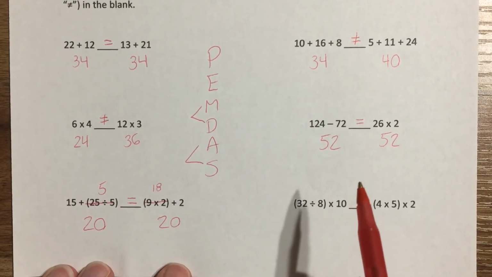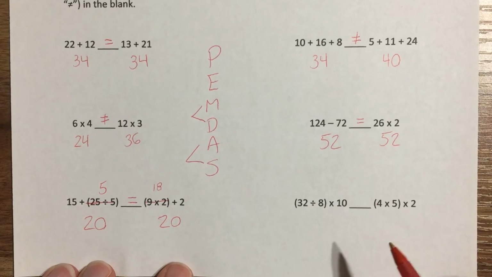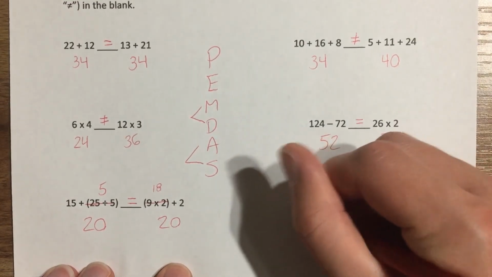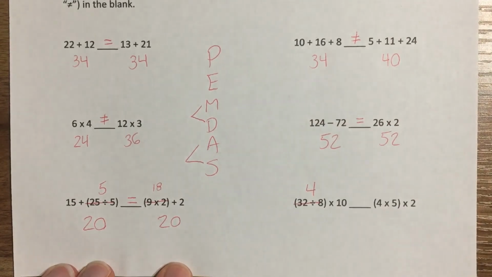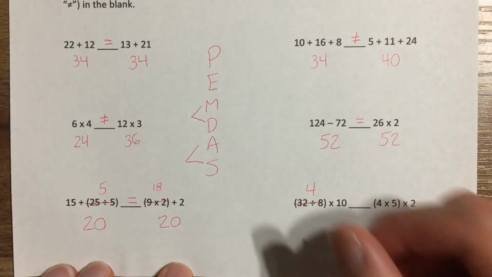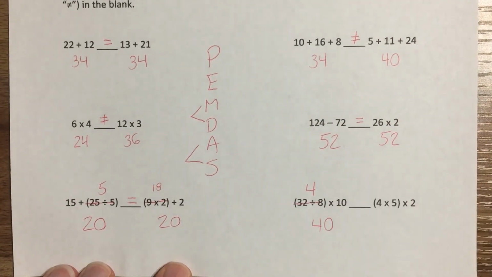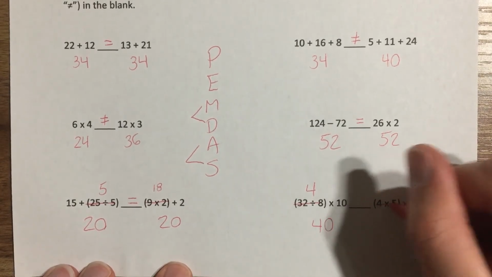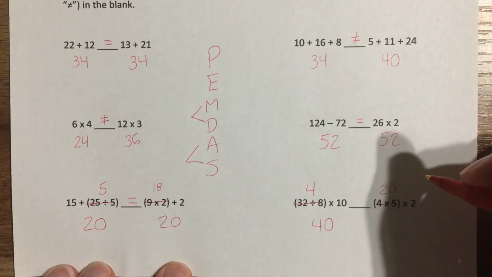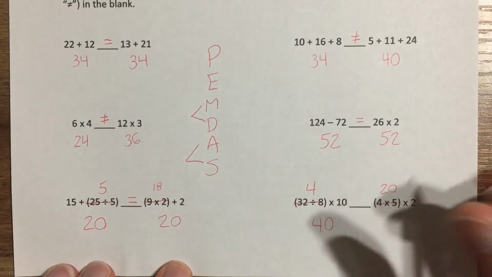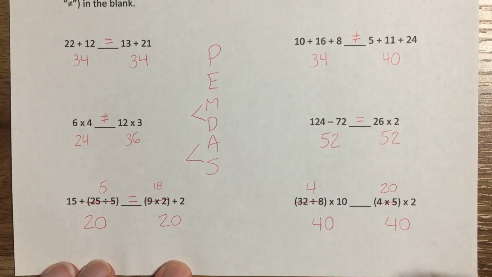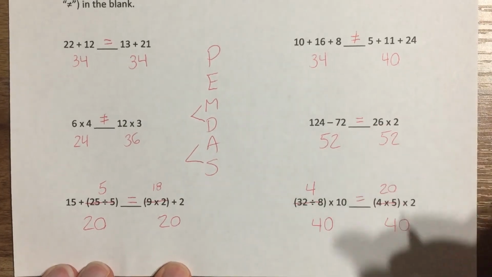And on our last one, again, we have our order of operations we need to worry about. We do have parentheses, so we have to start inside those parentheses. 32 divided by 8. Last time I checked, it was 4. We'll get rid of that so we don't do any more with it. 4 times 10 is 40. On this side, we have 4 times 5 inside those parentheses, which, again, last time I checked was 20. And 20 times 2 is 40. And does 40 equal 40? Yes, it does.